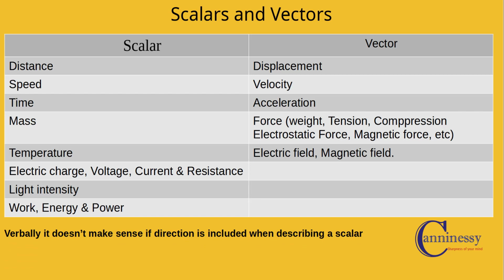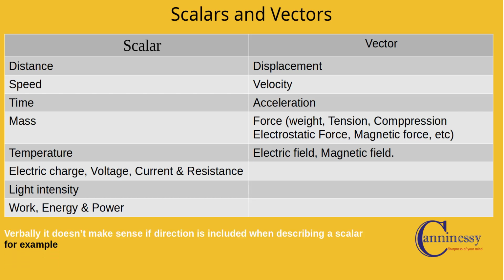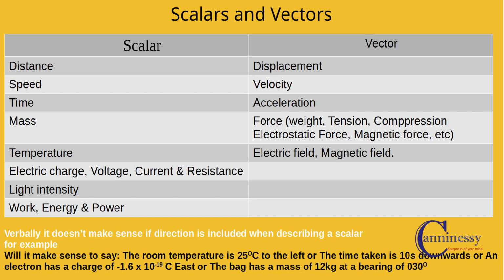Verbally, it doesn't make sense if direction is included when describing a scalar. For example, would it make sense to say the room temperature is 25 degrees Celsius to the left, or the time taken is 10 seconds downwards, or an electron has a charge of negative 1.6 times 10 to the power negative 19 coulombs east, or the bag has a mass of 12 kg at a bearing of 30 degrees?